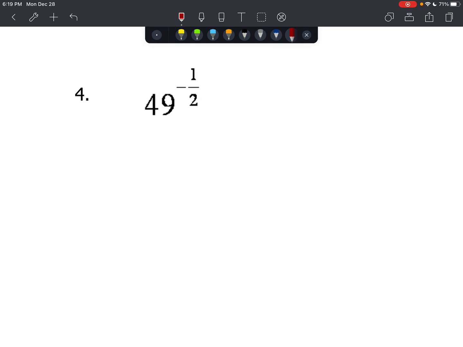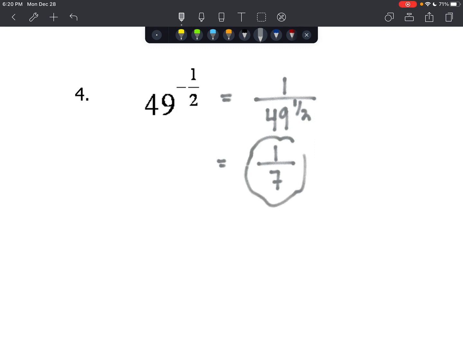Let's try another. 49 to the negative 1/2. Now the exponent is negative. Well, we know when we have those negative exponents, we could just change the position. So this is the same thing as 1 over 49 to the positive 1/2 power. And that would be the same thing as 1 over the square root of 49, which is 1 over 7.